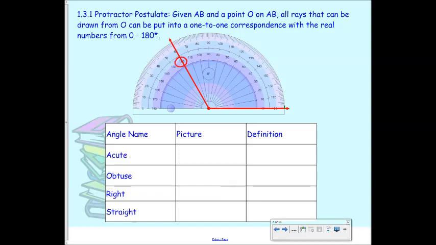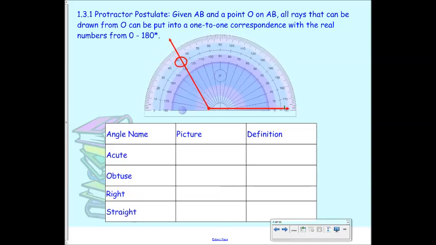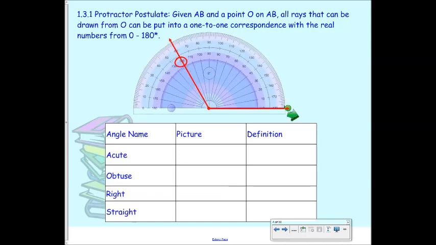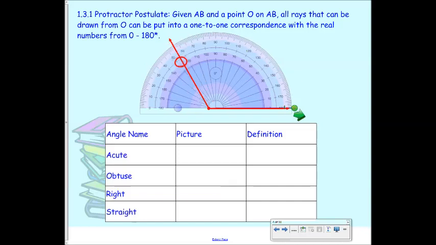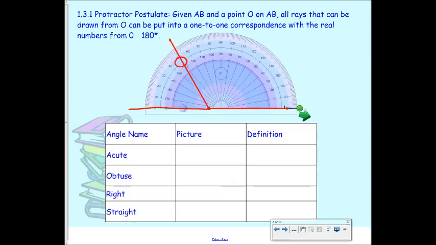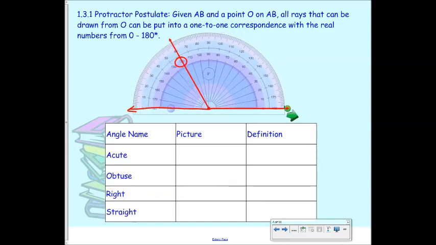If the angle had gone this way, like this, there we go. If it had been this angle, it would have been 60 because where's the 0 here, on the inside or the outside? On the outside, so I follow the outside numbers. The reason they have 2 sets of numbers is so that you can use the protractor no matter which way your angle opens. So if it opens from the left to right or the right to left, okay?